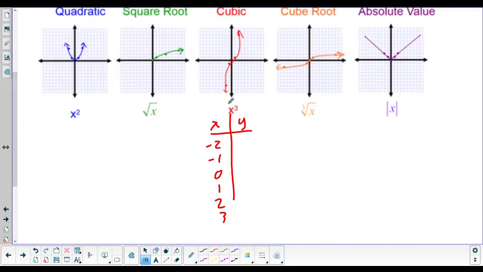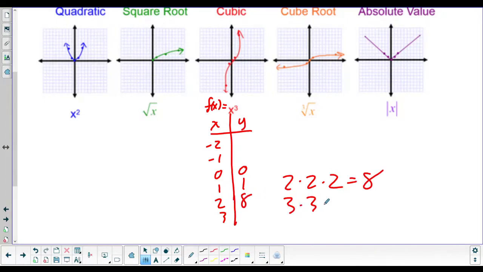So we're doing f of x equals x cubed. So this means this number times itself 3 times. So 0 times 0 times 0 is 0. 1 times 1 times 1 is 1. 2 times 2 times 2 is 8. And then 3 times 3 times 3 is 27. So you can see that these numbers start to get really big really fast.